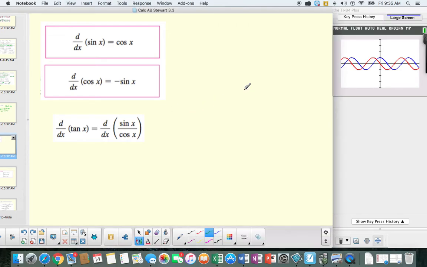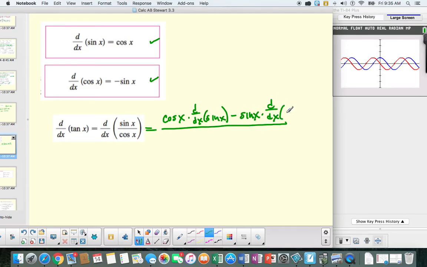Okay, let me go ahead. With these two derivatives, I can actually prove the rest of the derivatives for the other trig functions here. So I'm going to use the quotient rule, and this is going to be cosine of x times the derivative of sine of x minus sine of x times the derivative of cosine x all over cosine squared x.